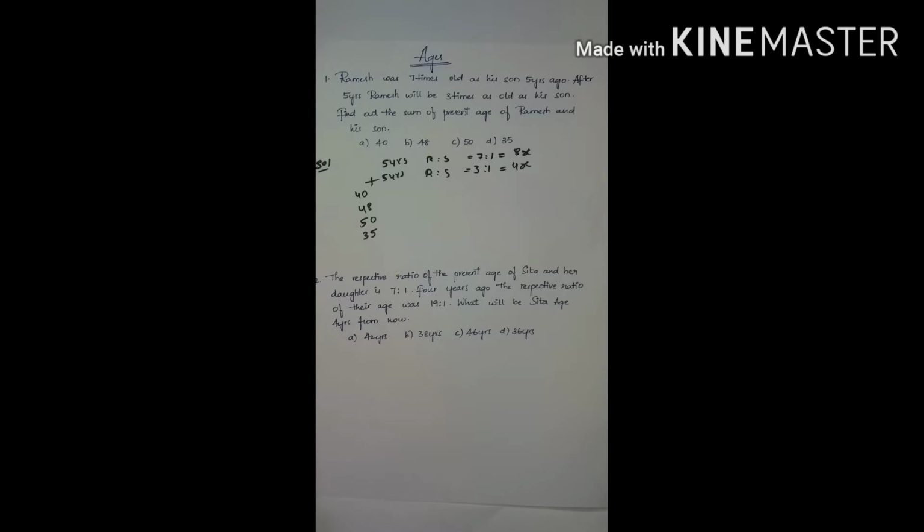So the topic we are going to look at today is part 2 of ages. In part 1, we discussed the basic concepts, shortcut method along with the traditional method. So in this part 2, we will discuss tougher problems and how to solve them in the shortcut method.